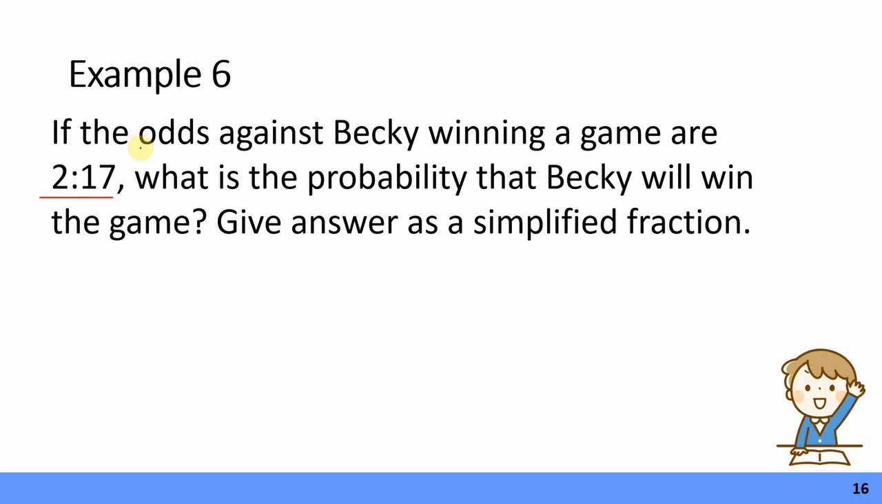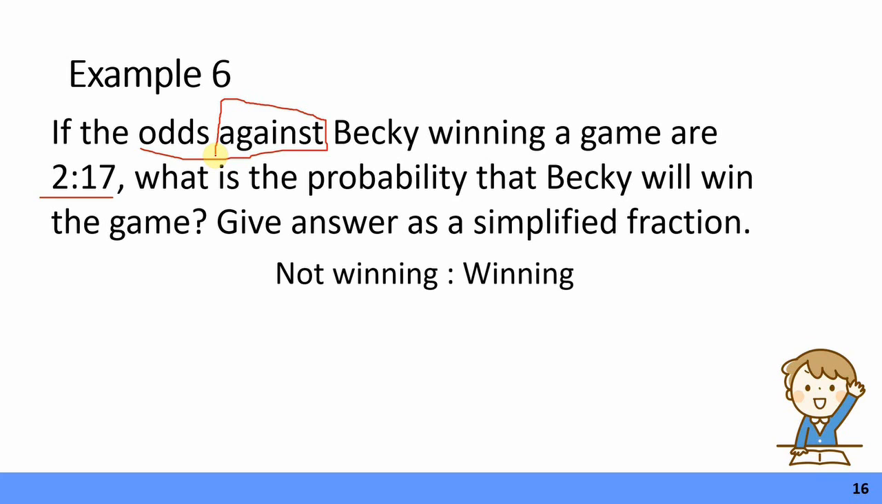So, odds against. As soon as you see that, stop and think, okay, what does the odds against mean? Odds against Becky winning means, because the word against is there, the first number represents Becky not winning. The second number represents Becky winning. Again, because the word against says that. If this would have said odds in favor, then the first number would be winning, the second number would be not winning. So just make sure this is the first thing you do when you read a problem.